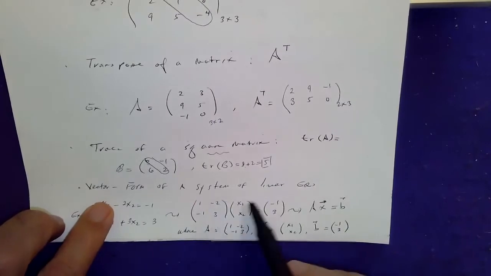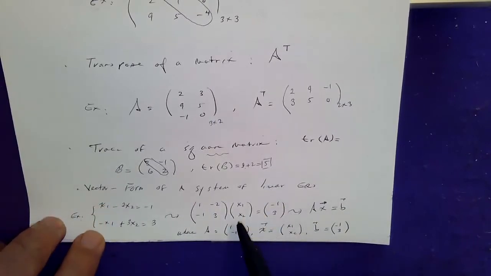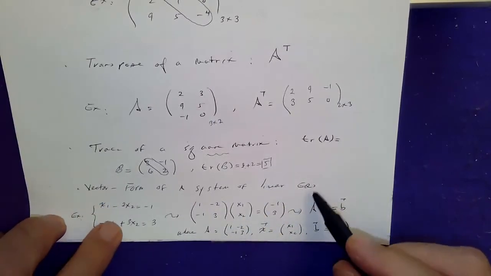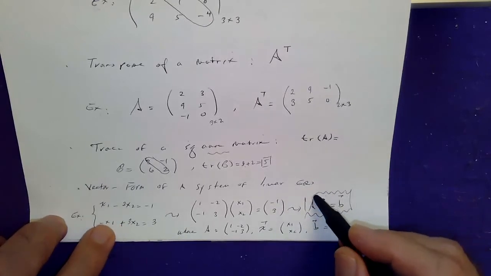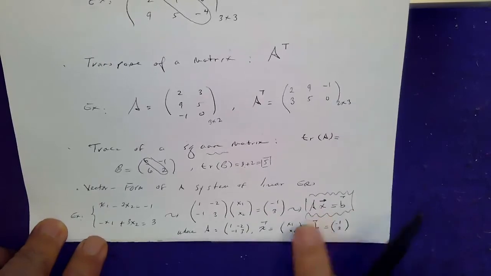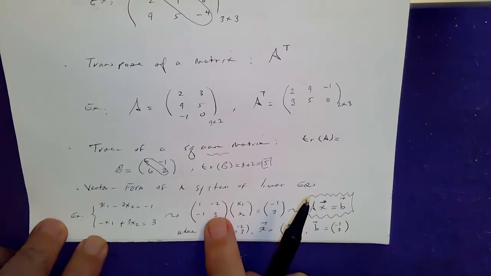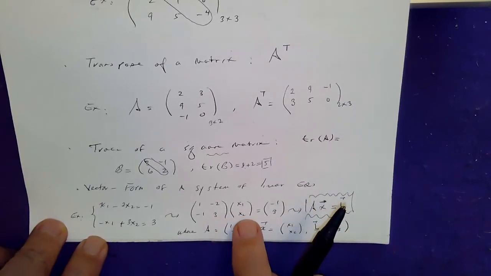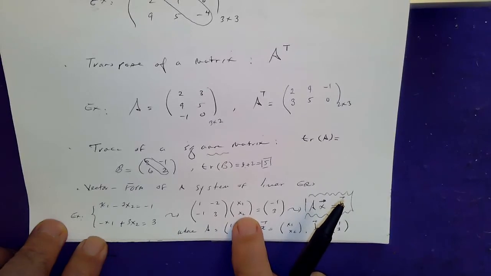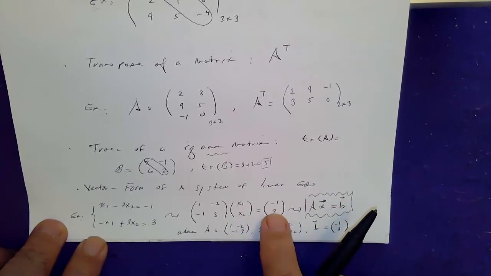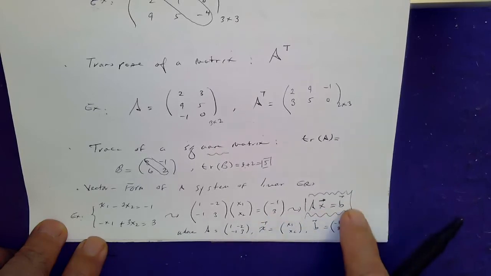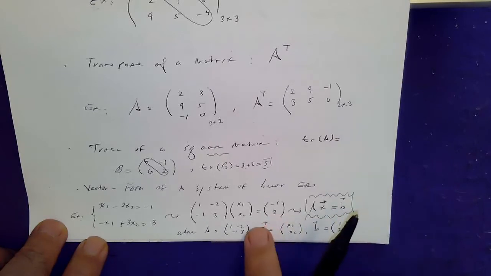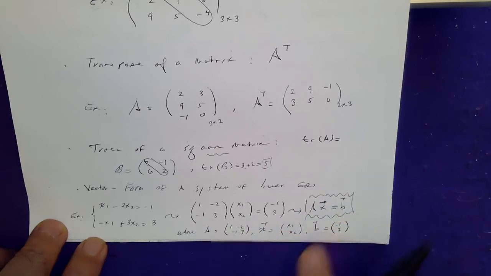Vector form of a system of linear equations. This is basically the vector form. A is the matrix of coefficients, this is the matrix of variables, and this is the matrix of constants. So you can write that as AX equals B, where this is A, that's X, and that's B.